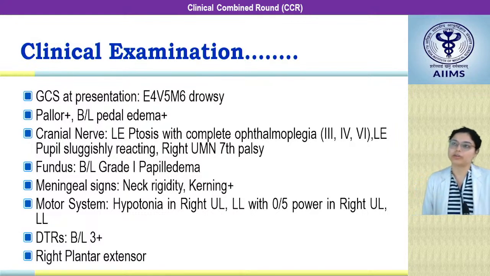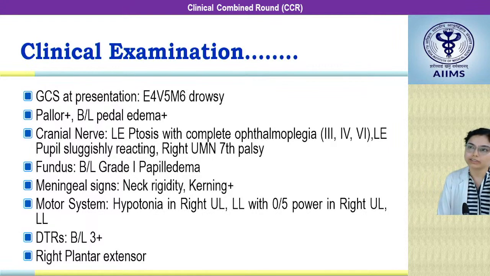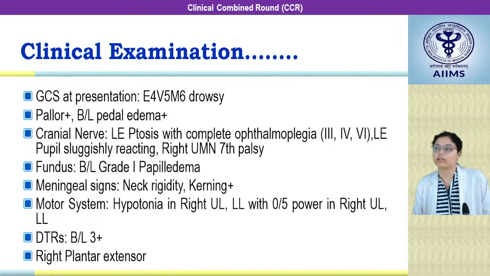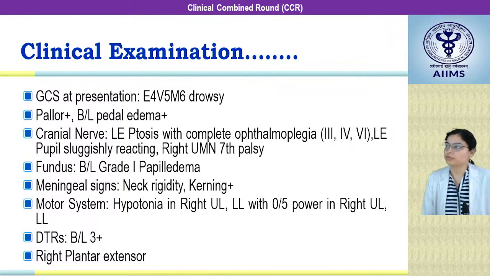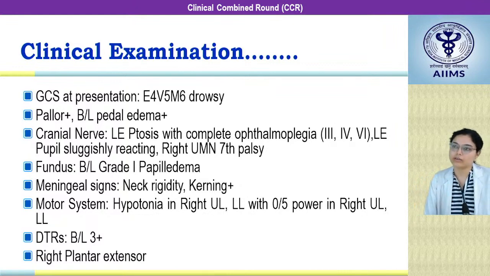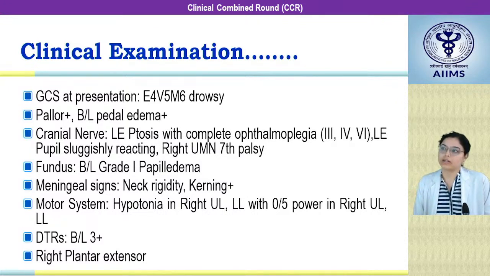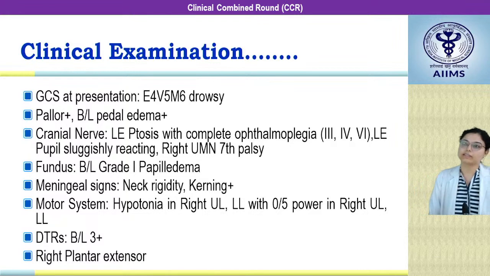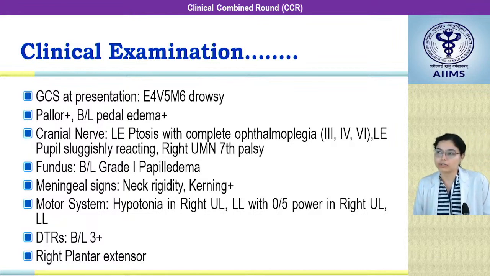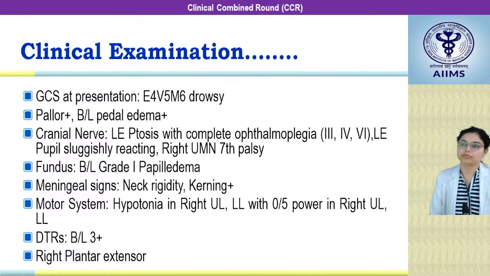There was pallor on examination. In the cranial nerve examination, there was complete ptosis in the left eye with ophthalmoplegia. There was involvement of the 3rd, 4th, and 6th cranial nerves, and the left pupil was sluggishly reacting. There was also right-sided LMN type 7th cranial nerve involvement. On fundus examination, the patient had bilateral grade 1 papilledema. She also had positive meningeal signs.